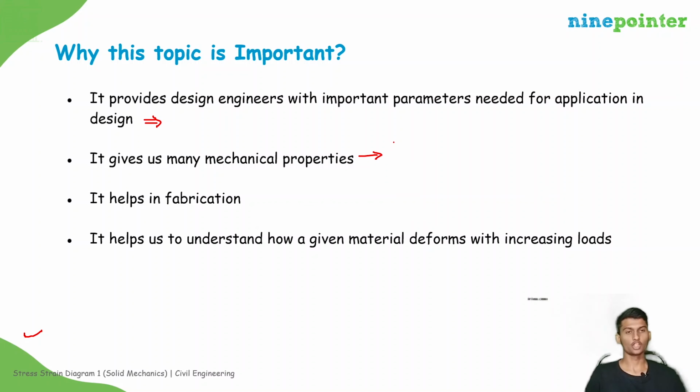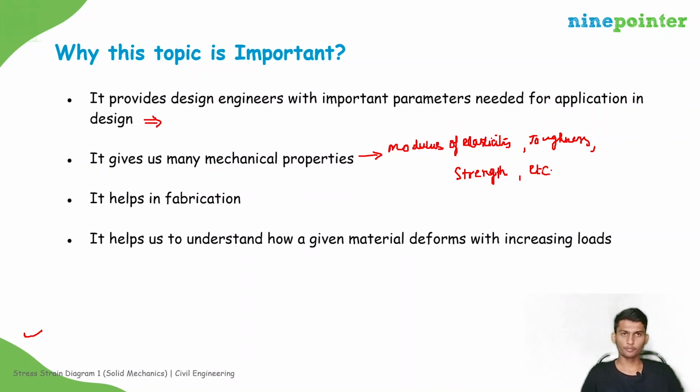Mechanical properties such as modulus of elasticity, toughness, strength, and many more things. It also helps in fabrication and it helps us to understand how a given material deforms with increasing loads. It means when you increase the load gradually, how the deformation will occur in a member. That will be given by this stress strain diagram.